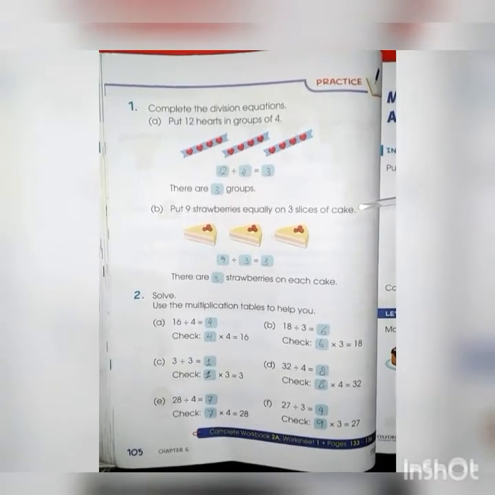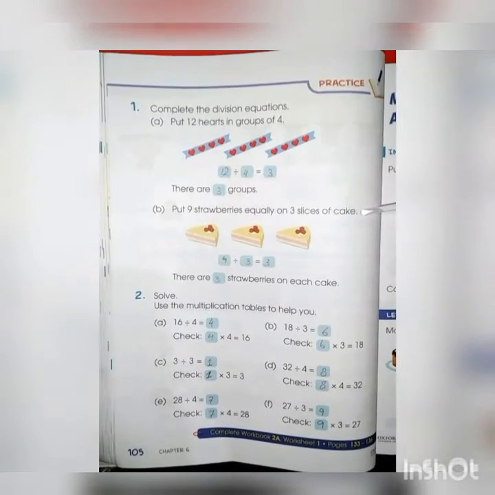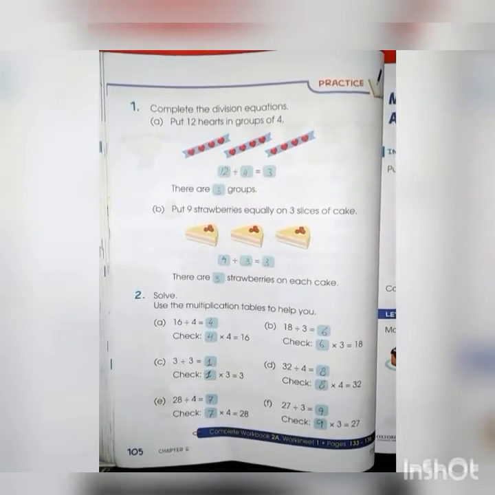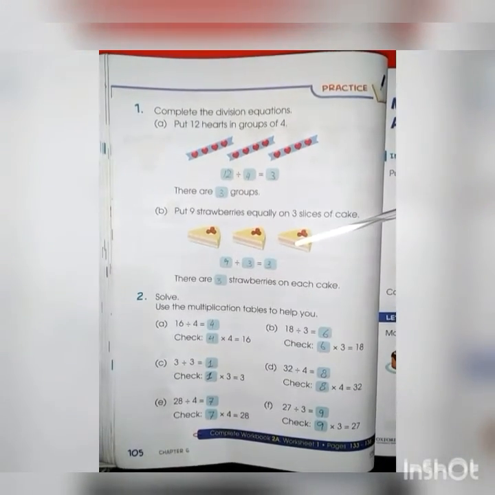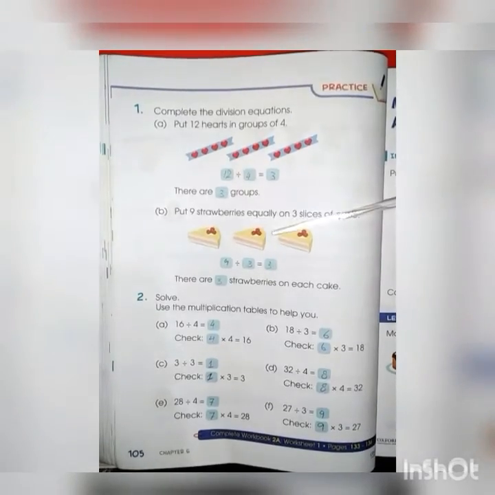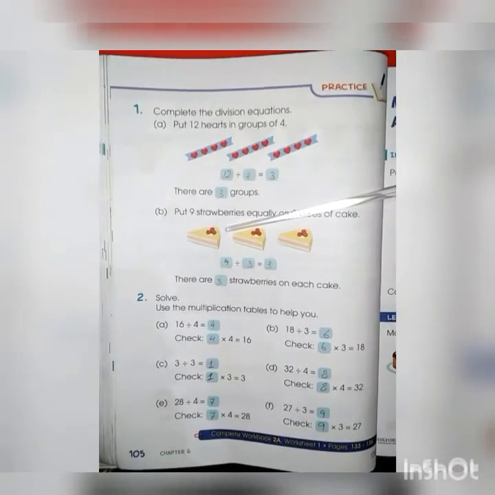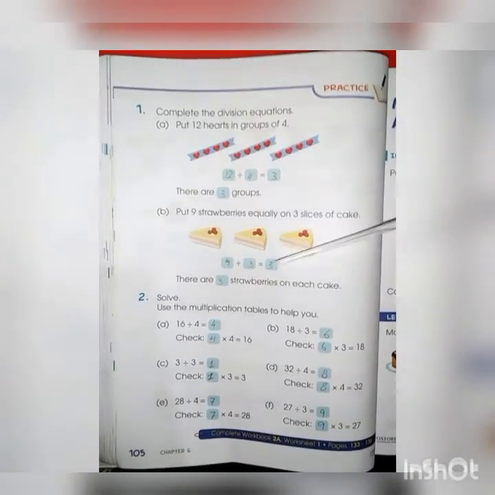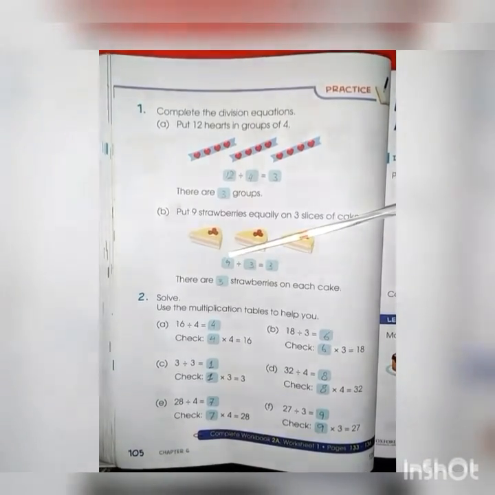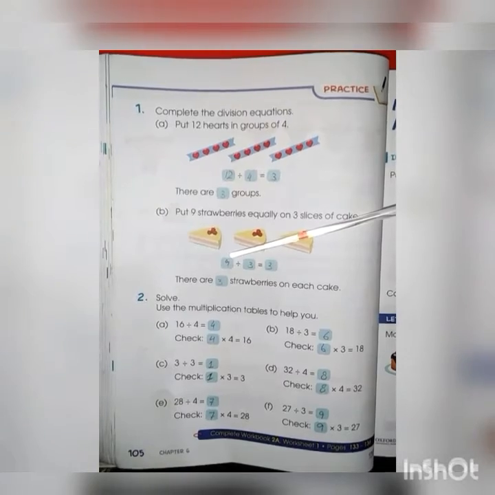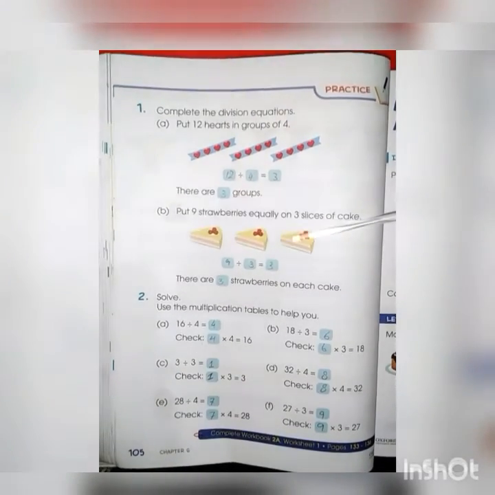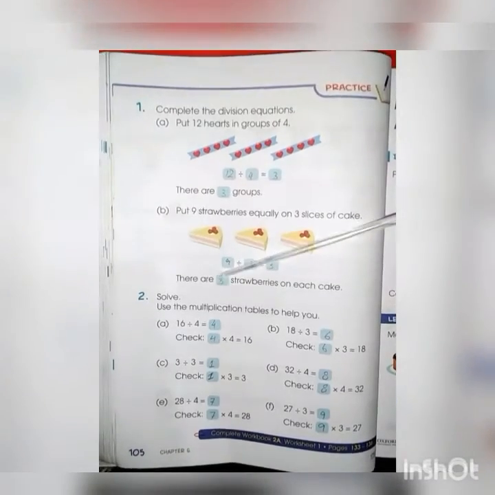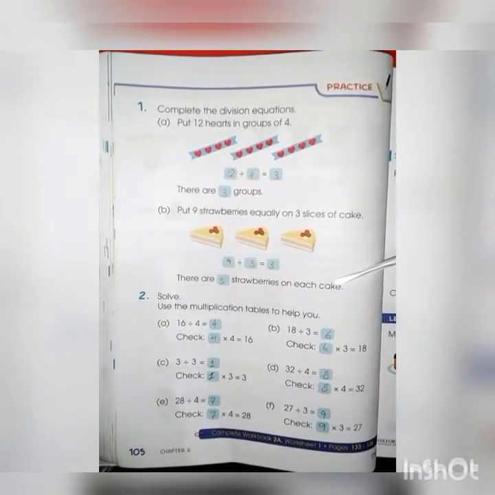B. Put 9 strawberries equally on 3 slices of cake. As you can see there, there are 3 slices of cake, and in each slice there are 3 strawberries, and in total we have 9 strawberries. If we have 9 strawberries and we equally put 3 strawberries on 3 slices, then we will get 3. There are 3 strawberries on each cake.